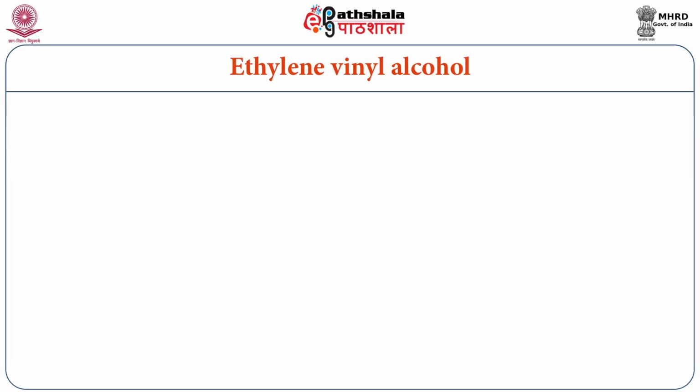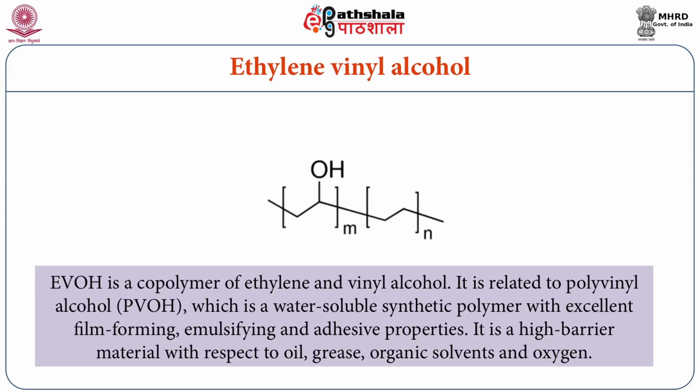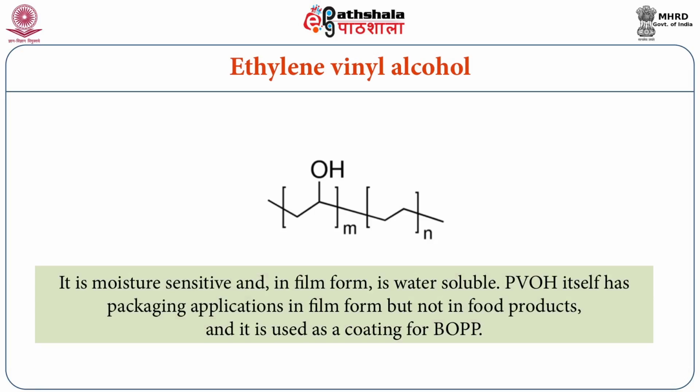Ethyl vinyl alcohol. Ethyl vinyl alcohol is a copolymer of ethylene and vinyl alcohol. It is related to polyvinyl alcohol, which is a water soluble synthetic polymer with excellent film forming, emulsifying and adhesive properties. It is a high barrier material with respect to oil, grease, organic solvents and oxygen. It is moisture sensitive and in film form is water soluble.